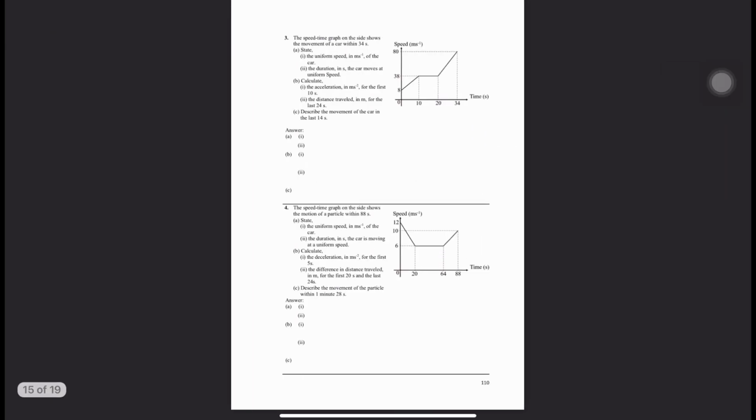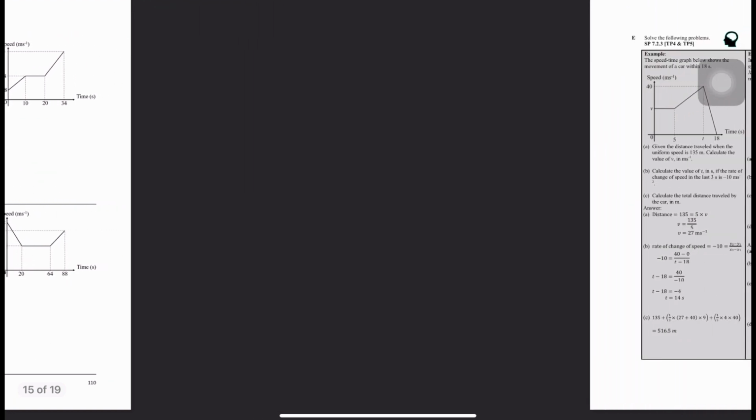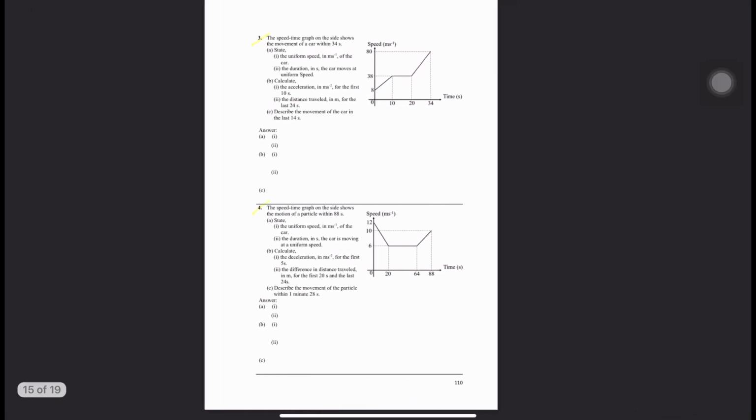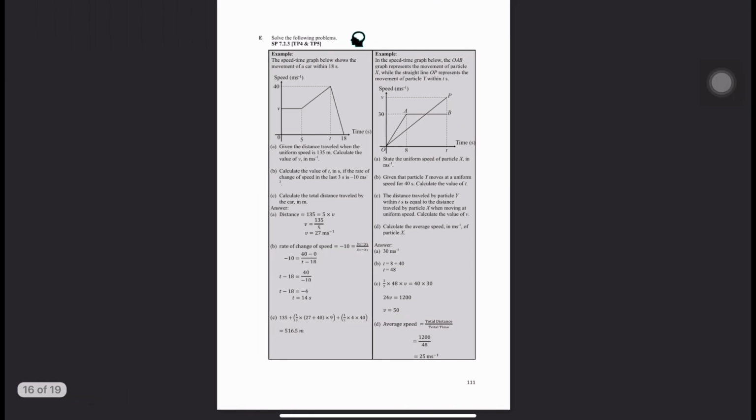Okay, so now saya nak awak cuba sendiri jawab nombor 3 dan nombor 4. Okay, boleh? Okay.